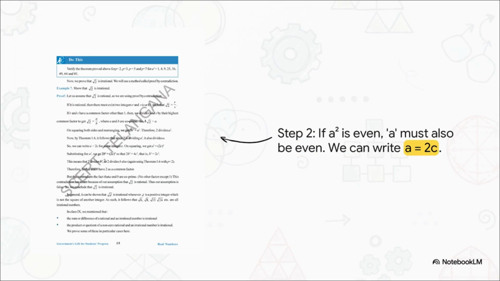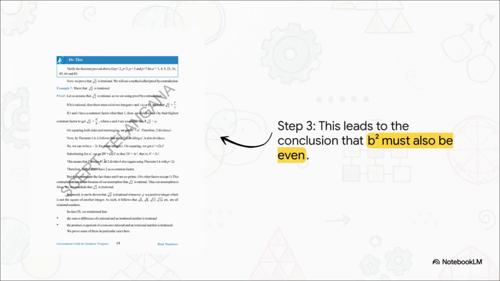And here's the next crucial piece of the puzzle. If a number squared is even, then the number itself also has to be even. Just think about it for a second. An odd number times an odd number is always odd. So a itself has to be even. And if a is an even number, we can just say it's 2 times some other number, let's call it c.